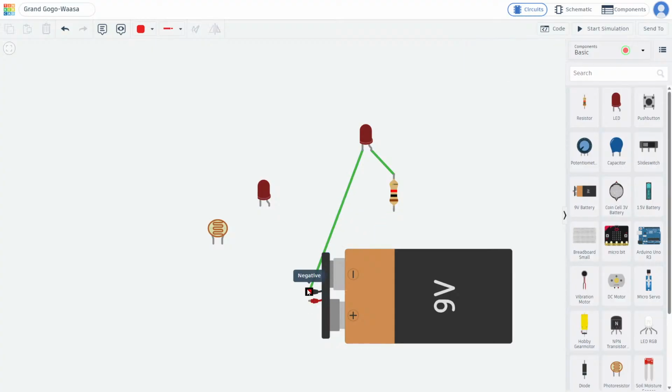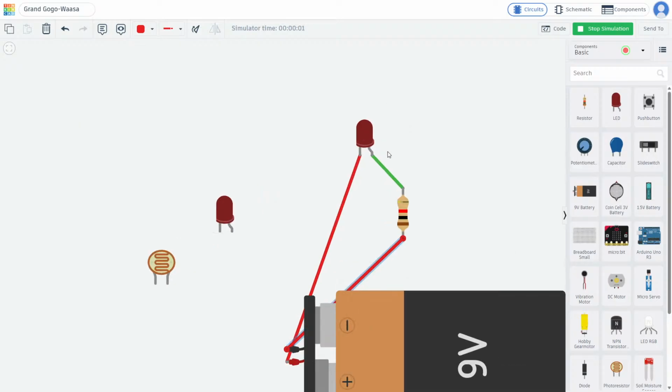So instead of connecting, let me remove this wire. This time I will interchange cathode. I will connect it to the positive like this, which is wrong, but anyway let's connect it. This one will be connected here. If you run the simulation now, it won't light up.